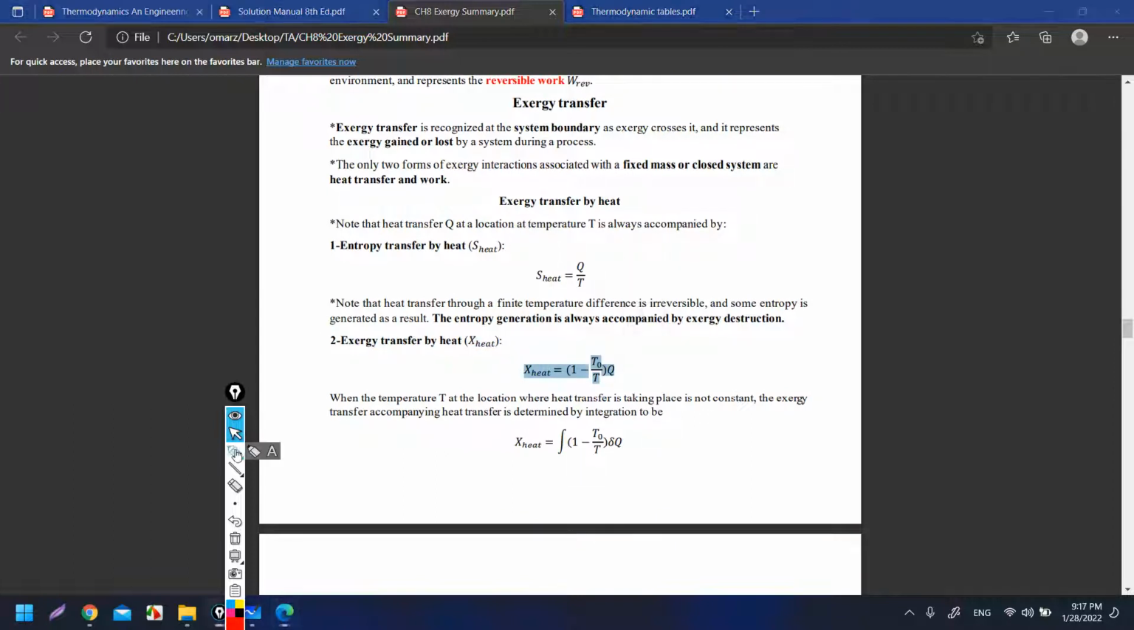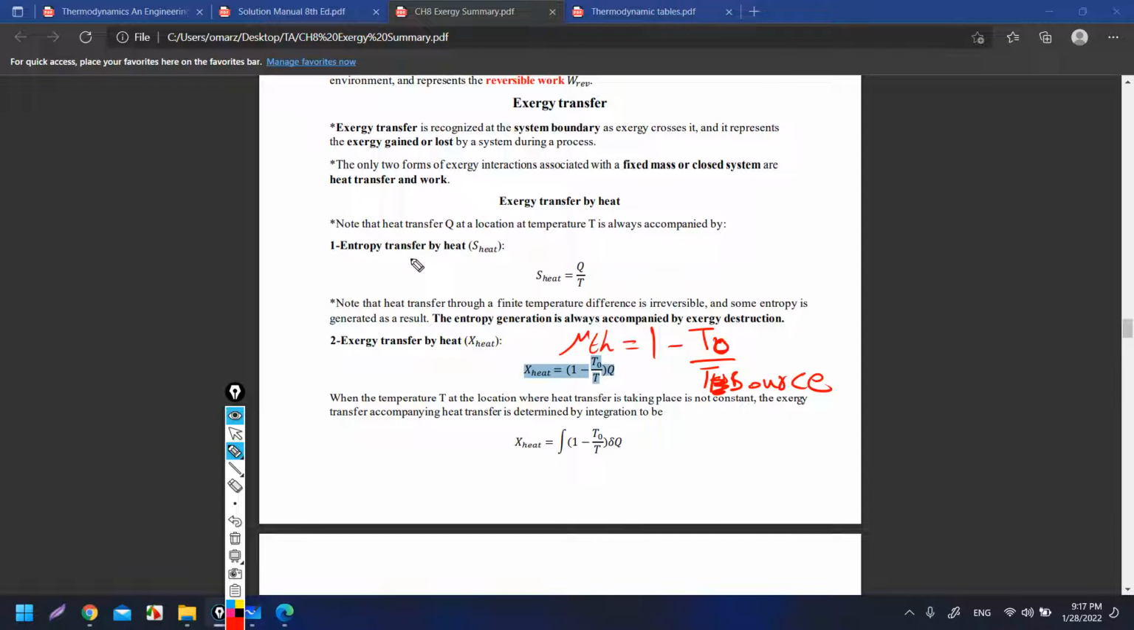So you are assuming that you have a reversible heat engine. A reversible heat engine has an efficiency of 1 minus TL over TH. Here we will use TL as the surrounding T naught, and TH is our source, the source that produces the heat, so T source in our problem.